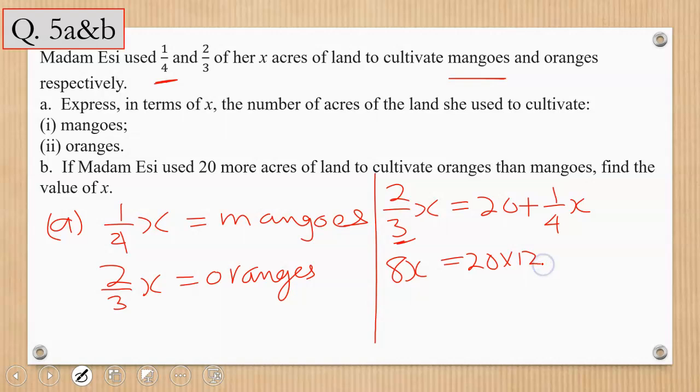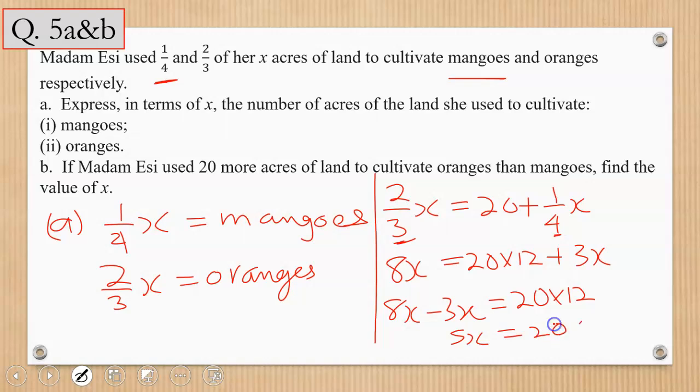Here I wouldn't write the full answer. The reason being that I don't want to have huge numbers because I don't have a calculator, so I want to keep them in a simplified way. And I know for sure I'm going to divide through by something, so that will help me minimize workload. Then 4 divides 12 as 3, so 3x will come here. Now when we group like terms, we have 5x is equal to 20 times 12.